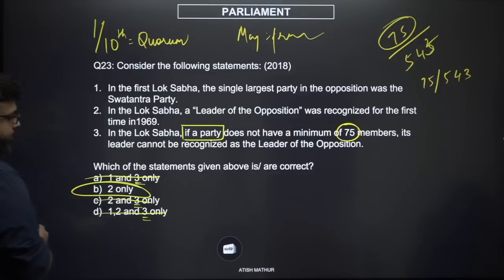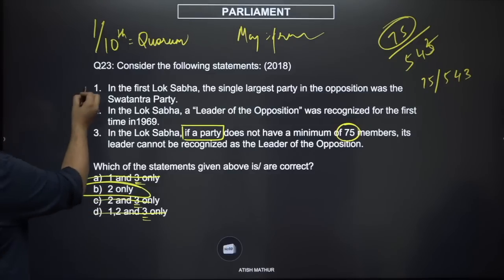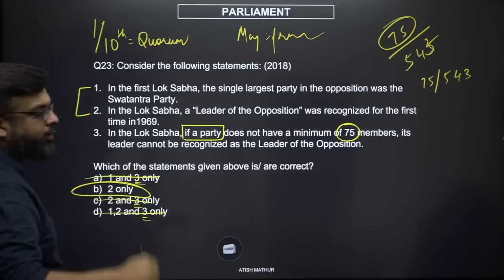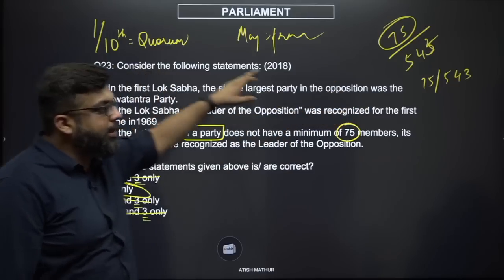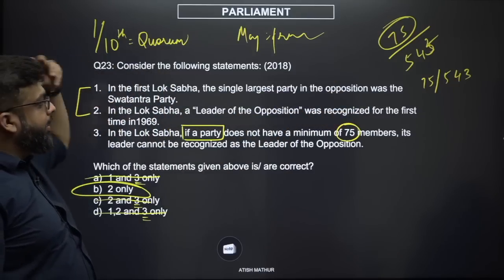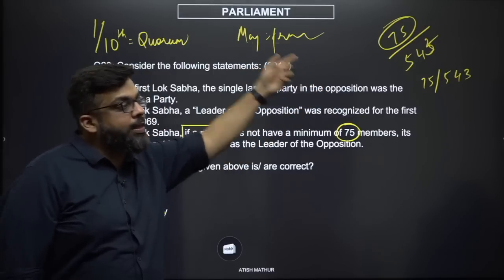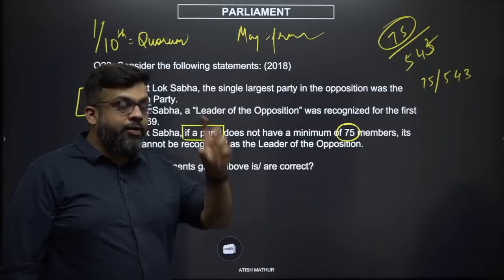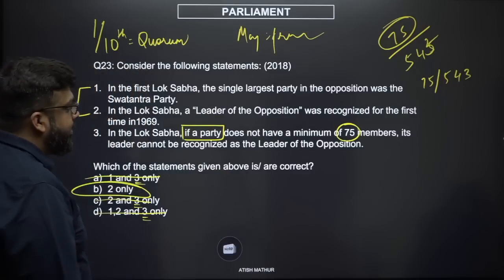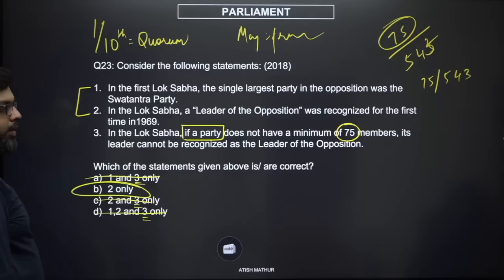Automatically what I would be left with would be 2 only, right? And if you think about it, option 1 and 2 sound a little conflicting. If the single largest party in the opposition was Swatantra Party, that means you're recognizing a large opposition party, but then you will recognize leader of opposition much later, right? If you think about it, yes. So this doesn't seem to be quite convincing.